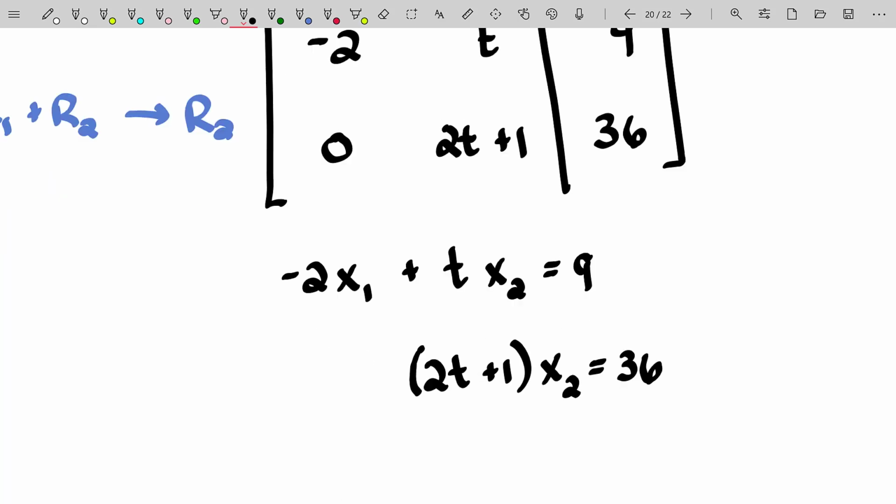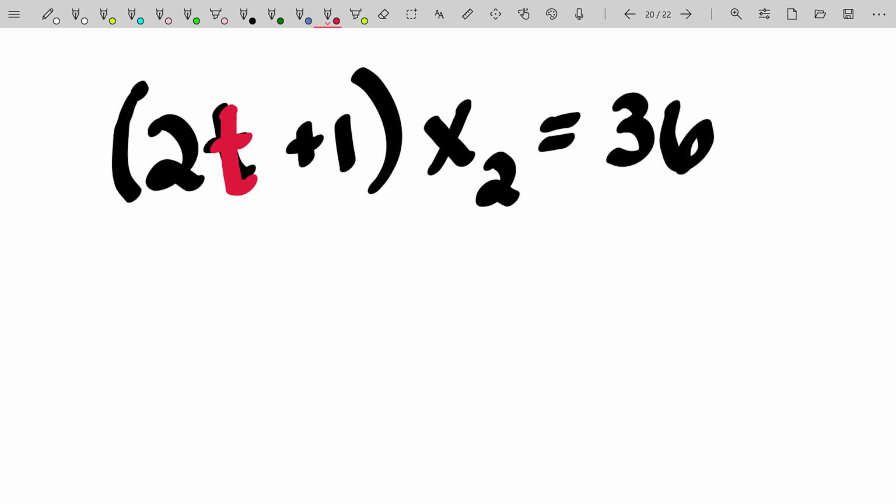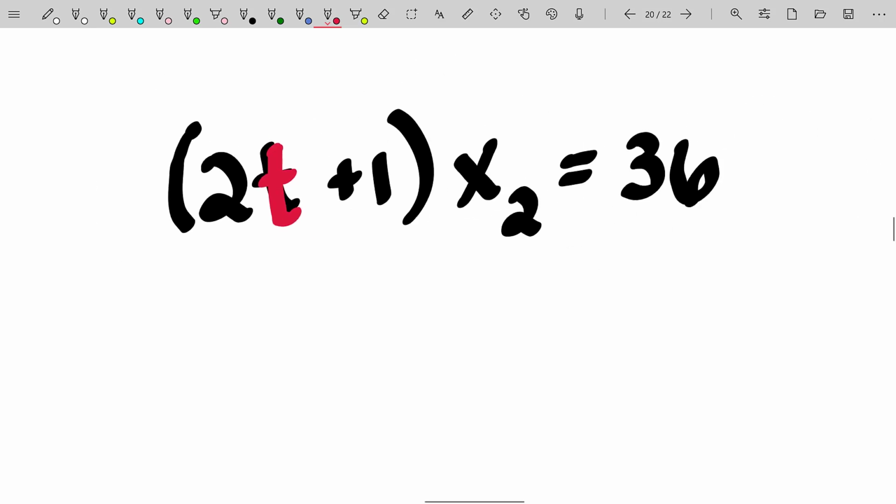Now you're taking a look at that and I know what you're thinking. You're probably thinking, man, there's a lot of variables in there. There are 3 variables. Nope, there's actually only 2, x sub 1 and x sub 2. t is just a parameter. It's something that we get to play with to figure out what breaks this system, or better yet, what makes this system solvable. Well, how would you solve, let's say, for x sub 2 here? Honestly, you would divide both sides by the coefficient of x sub 2.